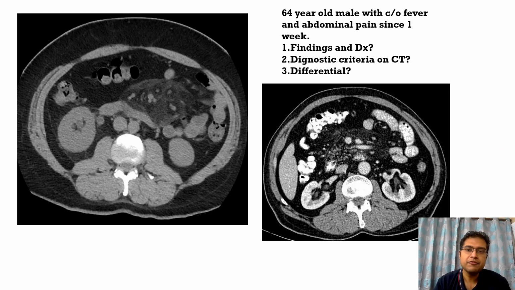So here we have a 64-year-old male who complains of fever and upper abdominal pain since the past 1 week now, and I have provided a non-contrast axial section CT cut as well as post-contrast CT of the same patient. So based on these two images, what are the findings that are appreciated and what is the diagnosis?